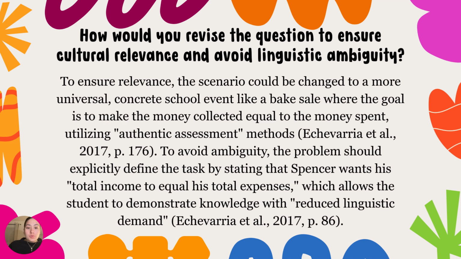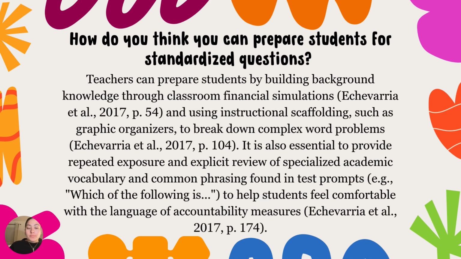And to avoid ambiguity, the problem should explicitly define the task by stating that Spencer wants his total income to equal his total expenses, which allows the student to demonstrate knowledge with reduced linguistic demand, according to Echevarria et al. 2017, page 86.